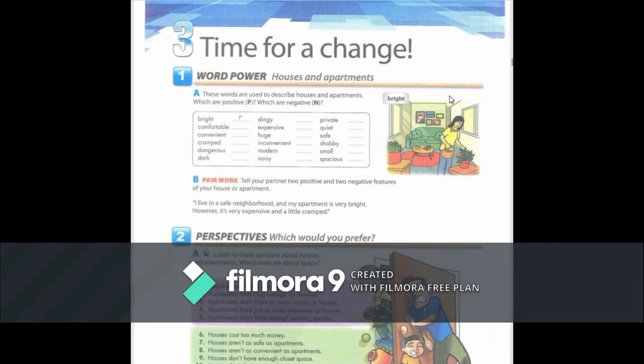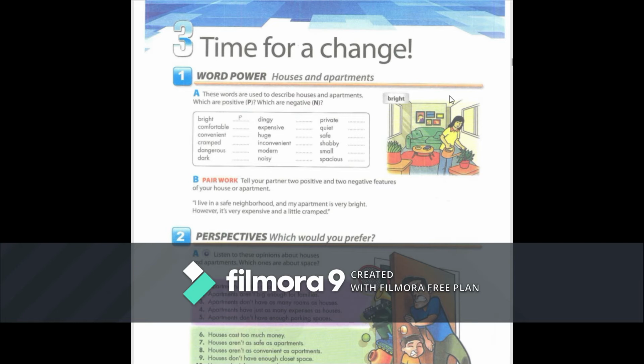Apartments is an American word. We say apartments in the American accent, while in the British accent we say flats. Flats, we spell it F-L-A-T-S, flats. Okay, so in the American they say apartments, while in the British they say flats.